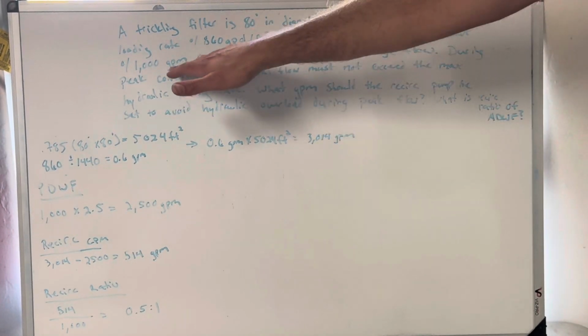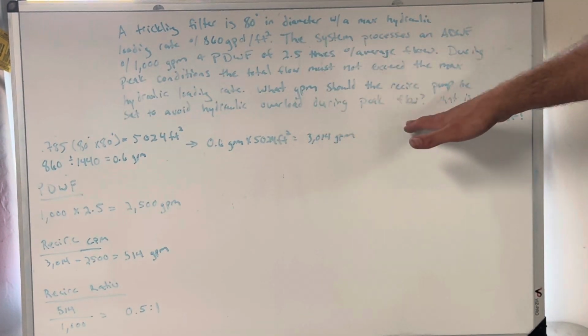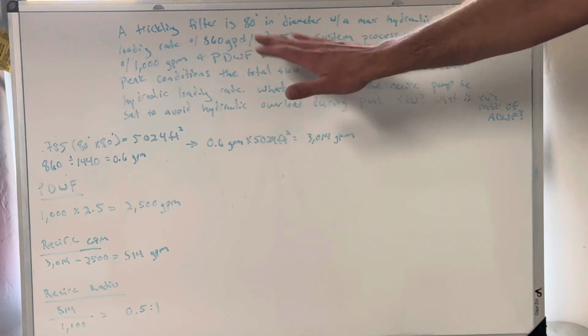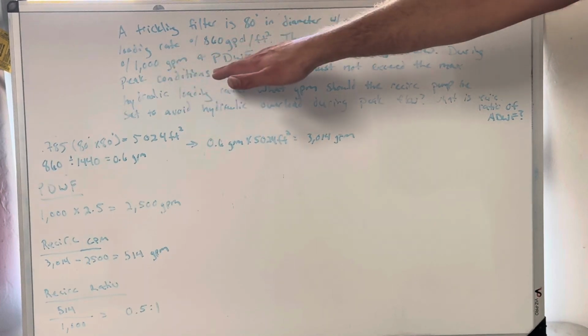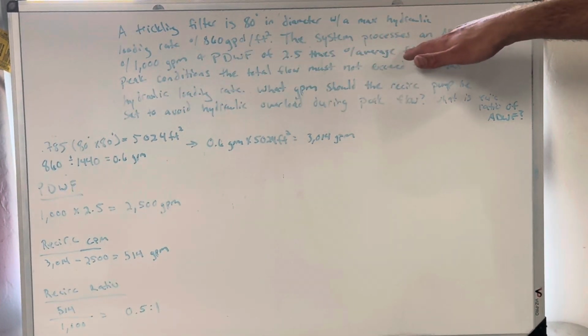Now, they might write this in MGD and you have to convert it because what we're going to ask for in the end is what is our recirculation pump being set at in gallons per minute. So just bear with me here. This might be an MGD. And peak dry weather flow, PDWF of 2.5 times average flow.